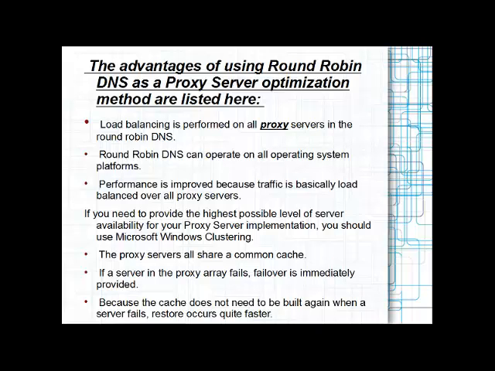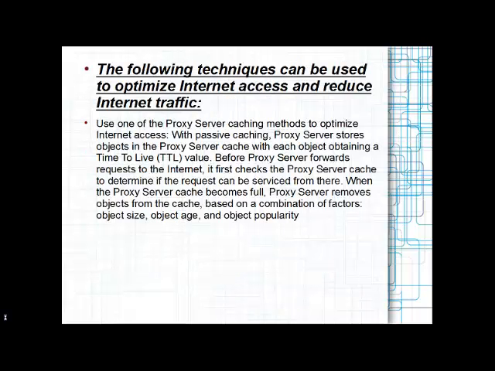If you need to provide the highest possible level of server availability for your proxy server implementation, you should use Microsoft Windows clustering. The proxy servers all share a common cache. If a server in the proxy array fails, failover is immediately provided. Because the cache does not need to be built again when a server fails, restoration occurs quite a bit faster.